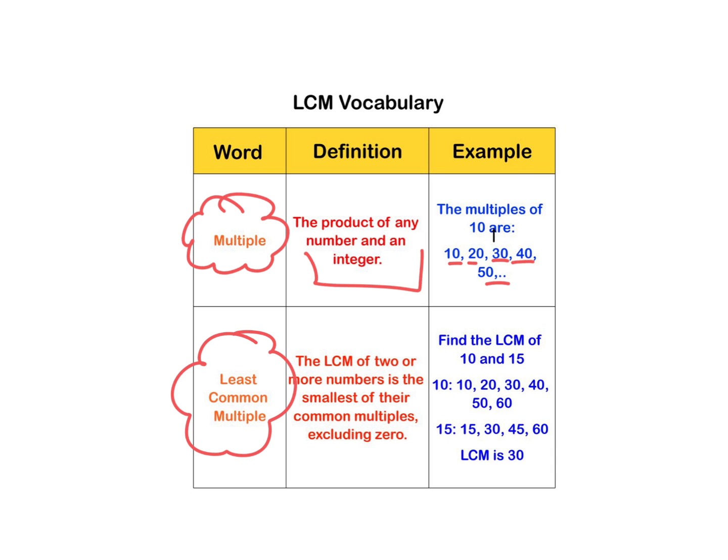Least common multiple of two or more numbers is the smallest of their common multiples. So if you think of greatest common factor, we were thinking of the greatest factor that they have in common. Multiples now are counting up, and we are trying to find the least or the smallest of their common multiples. So if we find the least common multiple of 10 and 15, we list out all the multiples of 10, and then we list out all the multiples of 15, we can see that they both have a 30 in common, so the least common multiple would be 30.